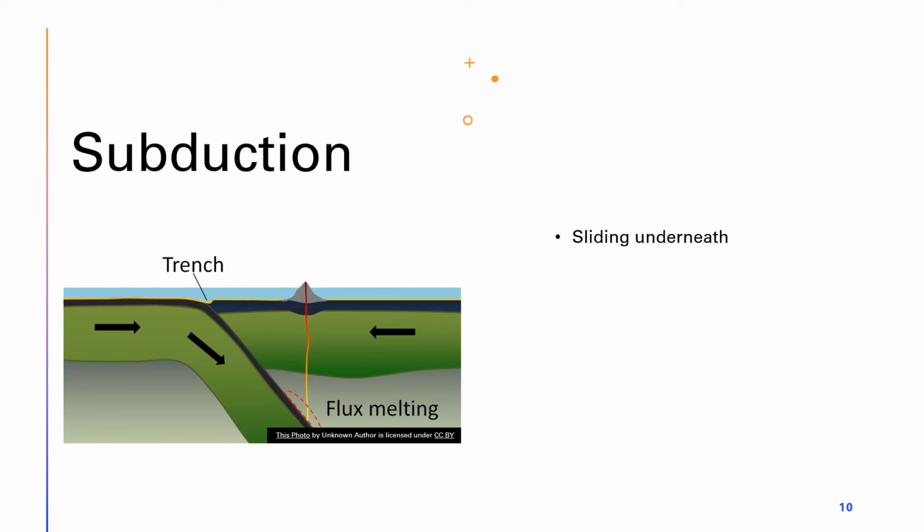This type of plate boundary we have been discussing with convergent and divergent is subduction. Here's another example of what happens: one plate is subducting underneath another plate, which creates a trench, and the magma rises up from the mantle, creating volcanoes or underwater volcanoes. Subduction is basically just sliding underneath another plate.